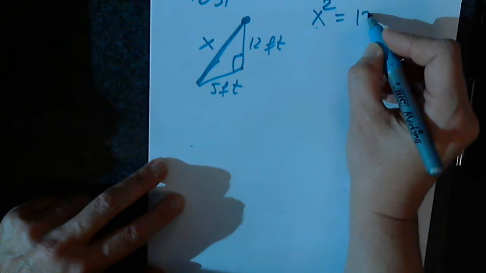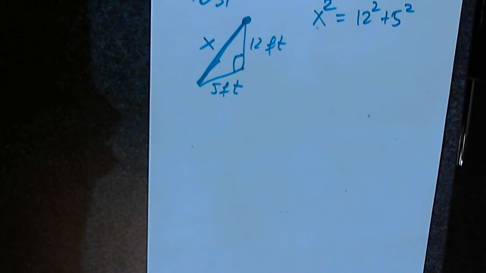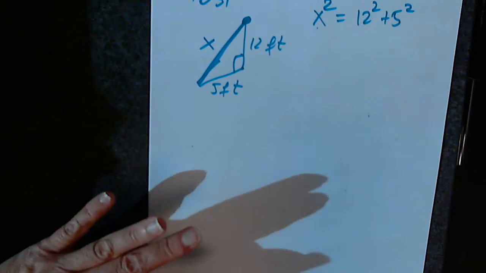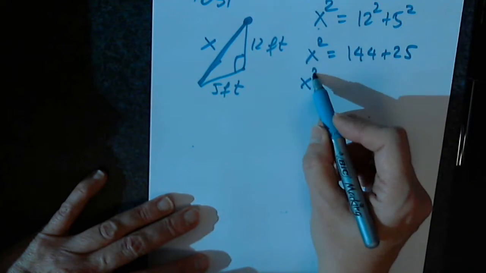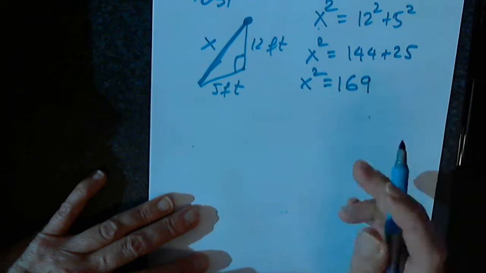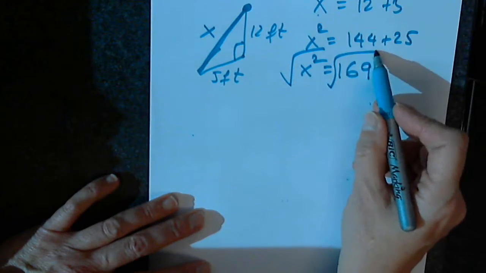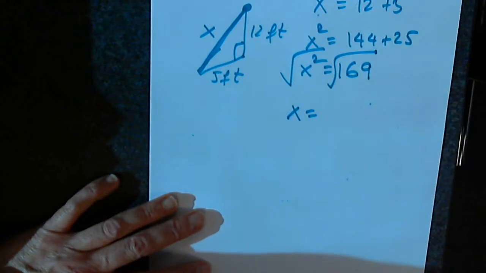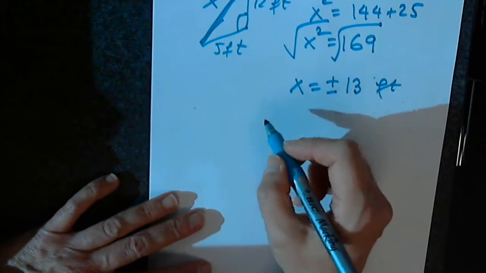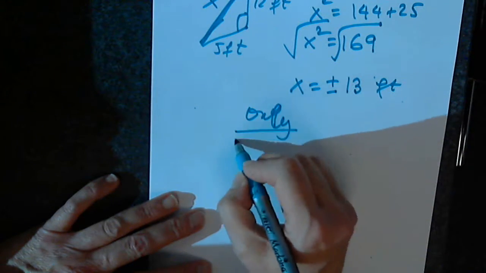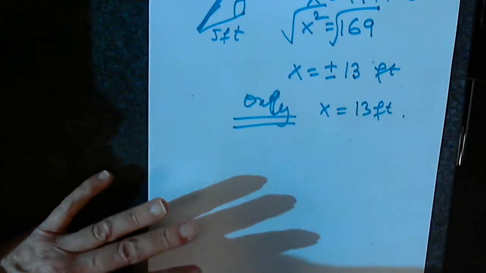Yes. Or x squared equals 12 squared plus 5 squared. The hypotenuse squared equals the sum of the 2 legs squared. So then x squared equals 144 plus 25, or x squared equals 169. And of course, we will take the square root from both sides. We know we omit a step, but it's plus or minus 13, and that's feet. We'll say only, of course, x equals 13 feet.